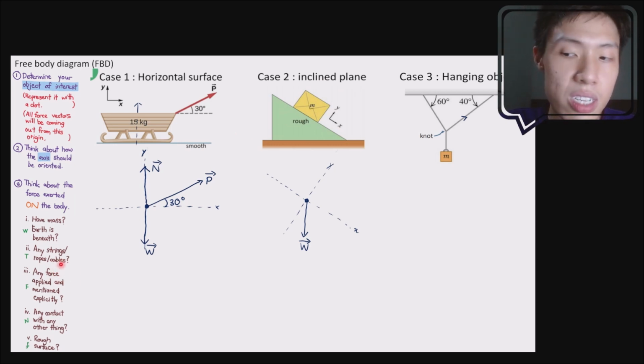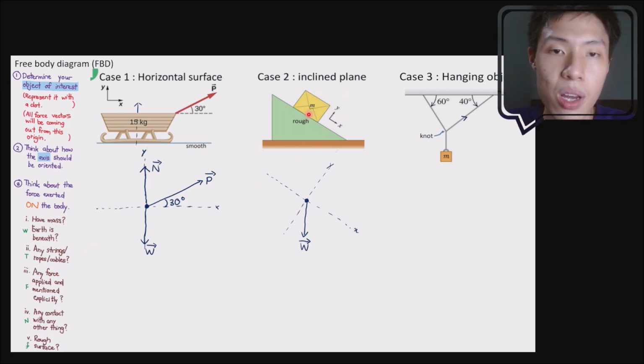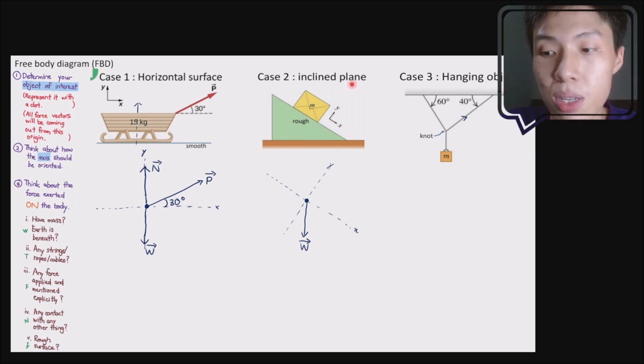Third question, is there any force being mentioned or applied? Can you see any force being mentioned explicitly over here? Well, no, you can't see any force being labeled over here. Then there are no words to describe an external force. So in that case, there's no external force in this situation.